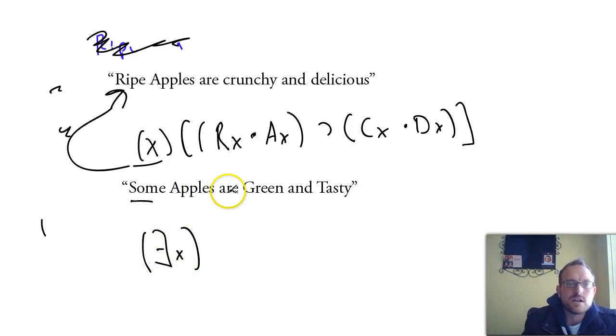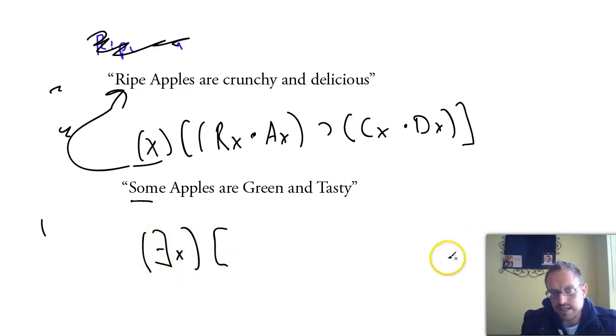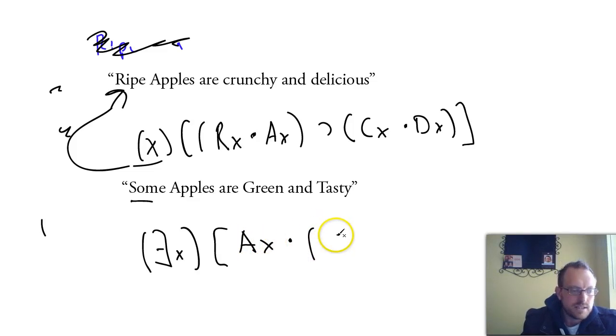Some apples are green and some apples are tasty, right? So how should I translate that? Well, here's how I should symbolize it. I'll need a bracket because I want this existential quantifier to actually refer to the entire statement function I'm about to write. I'm going to say Ax here. And so I'm saying there's an x that exists in the universe. That x is an apple, and, parentheses, that x is either green or it's tasty.